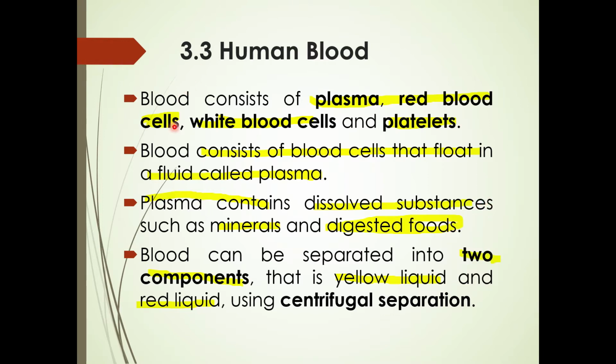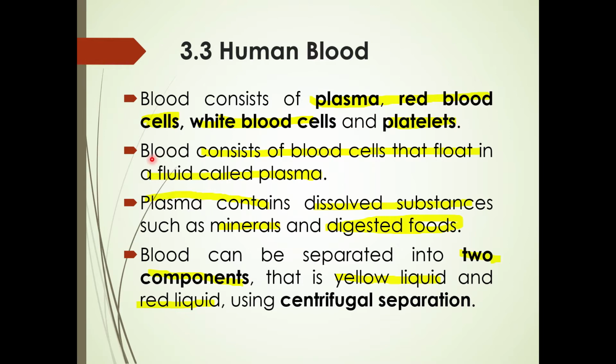Blood consists of plasma, red blood cells, white blood cells, and also platelets. All these parts have their own function. For example, the red blood cell, you already know, can carry oxygenated blood and also deoxygenated blood, and the platelet is for blood clotting.